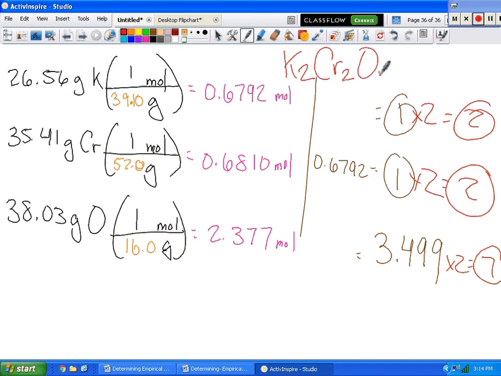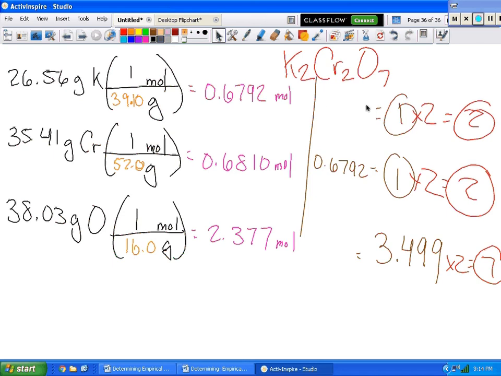What is the name of that compound? Again, it always comes back to a polyatomic. Dichromate, potassium dichromate. Give me 2 more seconds. I want to make sure that we all get this, because I did it really fast.